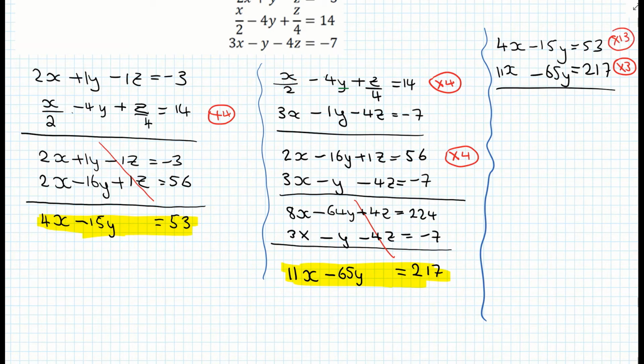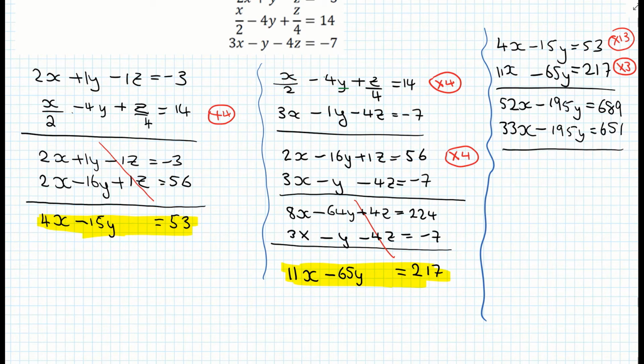So 4 multiplied by 13 is giving me 52x. 15 by 13, as we said, is giving me my 195. And 53 multiplied by 13 is giving me 689. On the bottom, 3 multiplied by 11x is 33x. 3 multiplied by 65, negative 195y. 3 multiplied by 217 is 651.